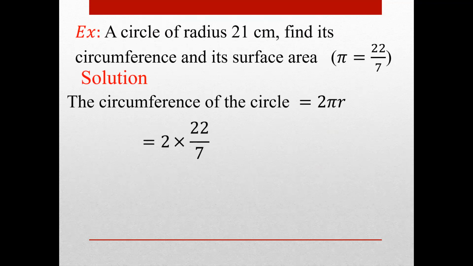2 times 22/7 times r, which equals 21. I cancel 7 with 21. 7 divided by 7 equals 1, and 21 divided by 7 equals 3. So it will be 3 multiplied by 22 times 2. It will be 132 centimeters.